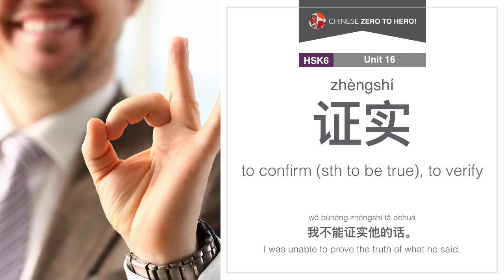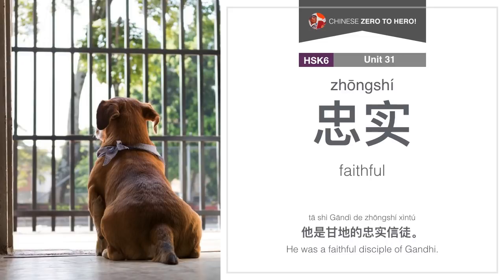In HSK 6, we also learn the word 证实 meaning to confirm, confirming something to be true, or to verify. 我不能证实他的话 I was unable to prove the truth of what he said. In HSK 6, we also learn the word 忠实 meaning faithful. 他是甘地的忠实信徒 He was a faithful disciple of Gandhi.